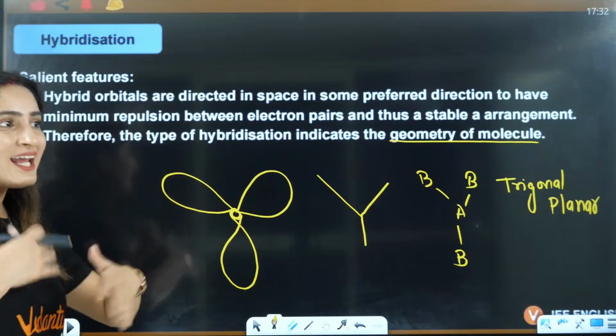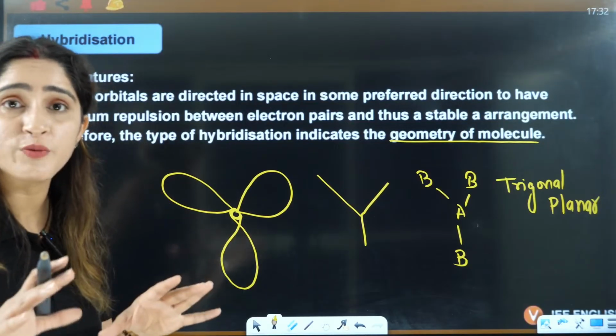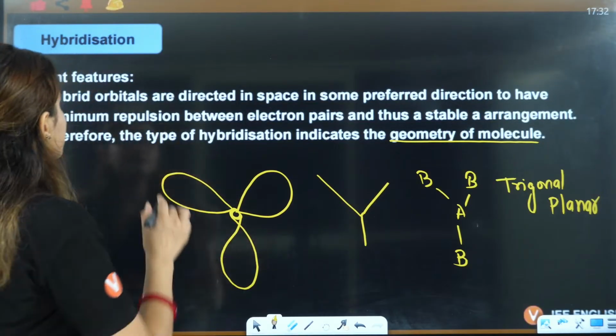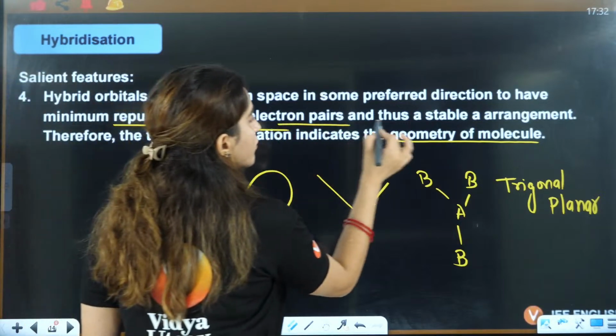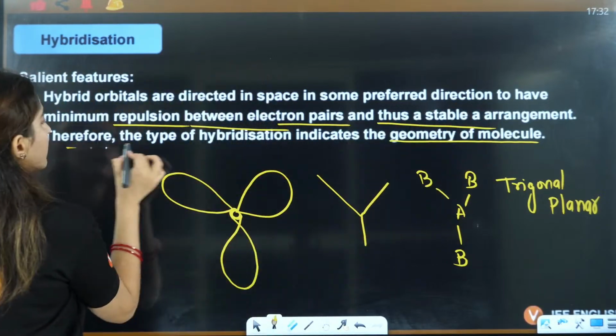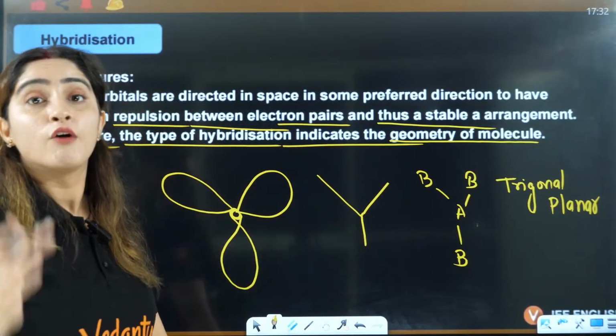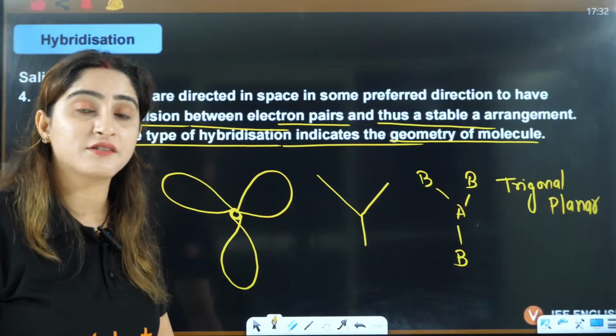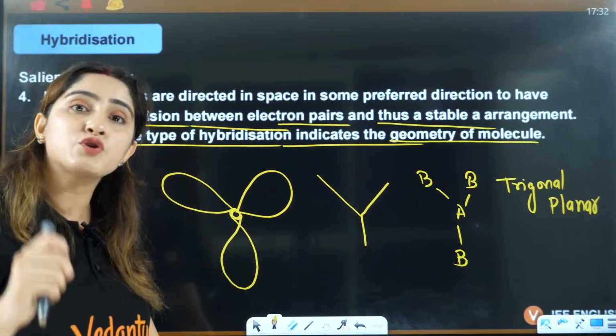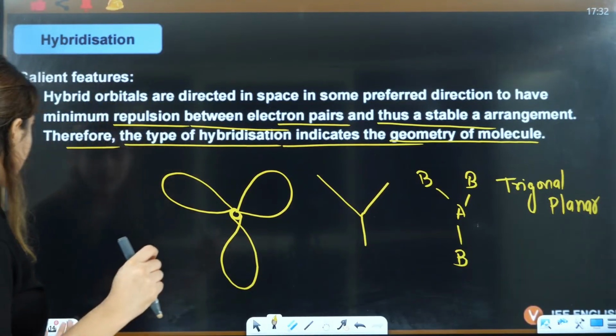So why do we have these specific geometries? Because of hybridization. Repulsion between electron pairs, this is a stable arrangement. Therefore, the type of hybridization indicates the geometry. Why are we discussing these hybridizations? Because these hybridizations are going to tell us about the geometry, right?